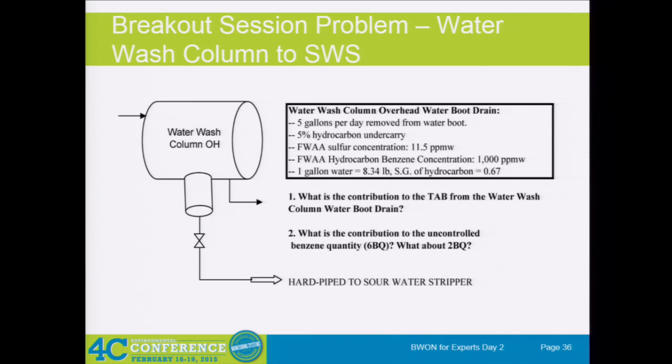It's hard pipe to the sour water stripper. So yes, you are exempt from reporting this on your tab. And for TBQ, 6BQ, well, that's not actually on this page. It doesn't come from here. It comes from the effluent of your sour water stripper.